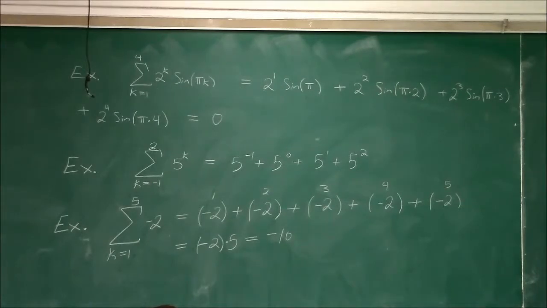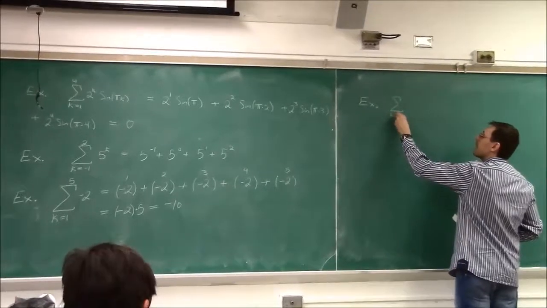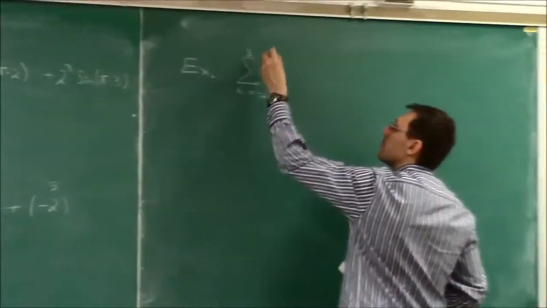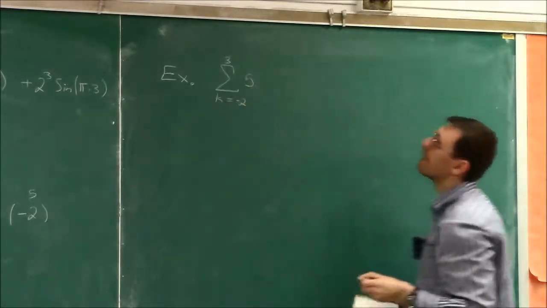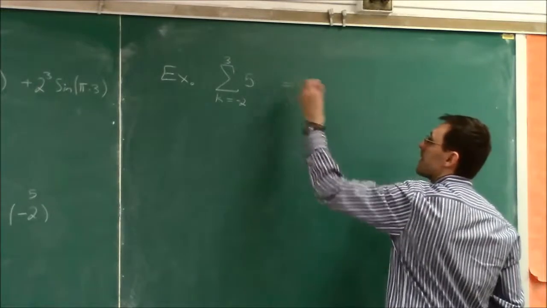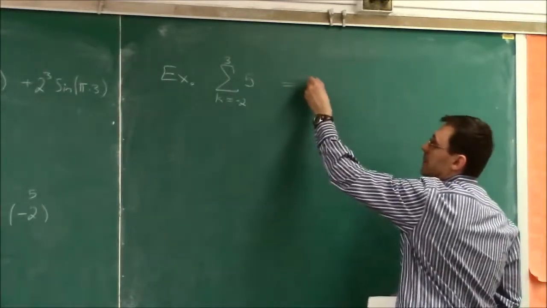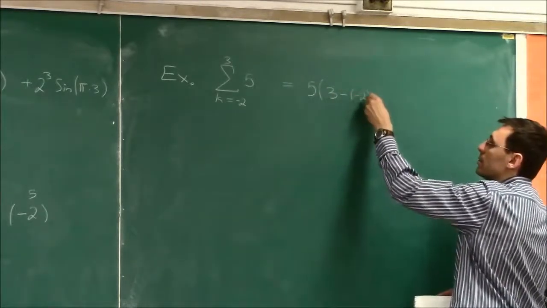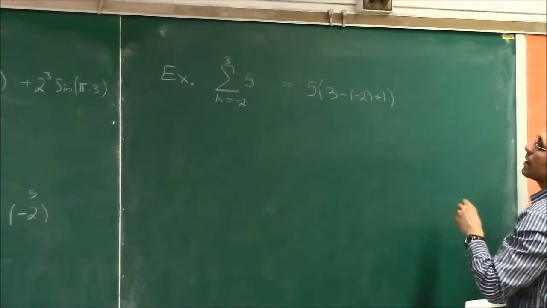Tell me what this is. Tell me actually the sum. k starts from -2, goes all the way to 3 of the number 5. What is that going to be? So that would be 5 repeated this many times. How many times? It's 5 repeated 3 minus -2 plus 1 times. 6 times. Right.